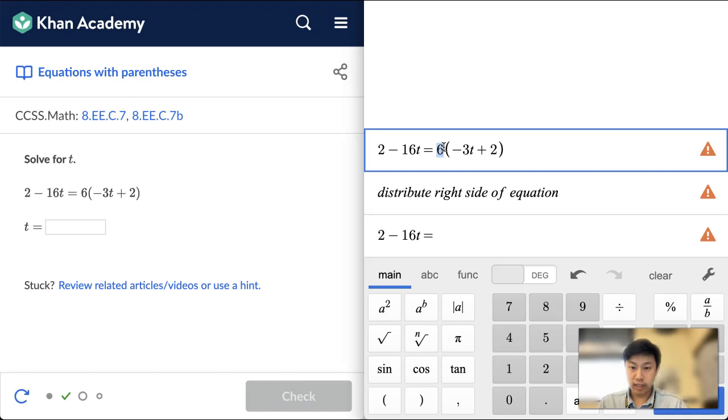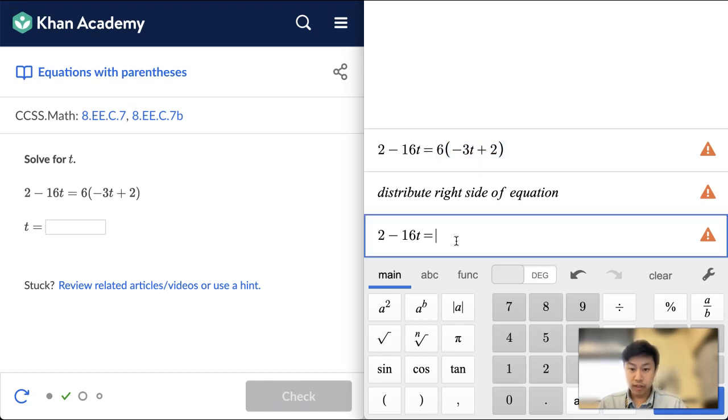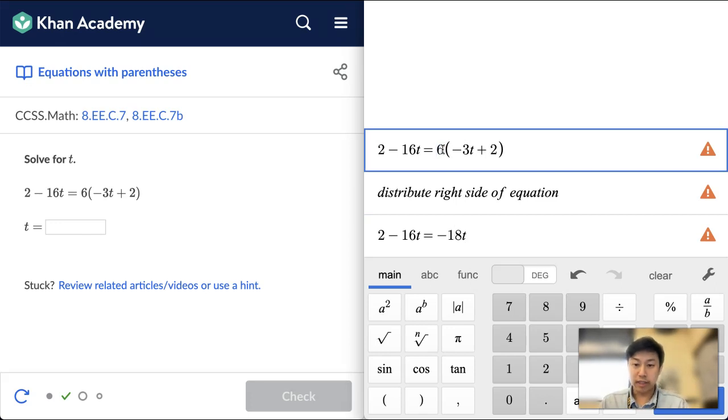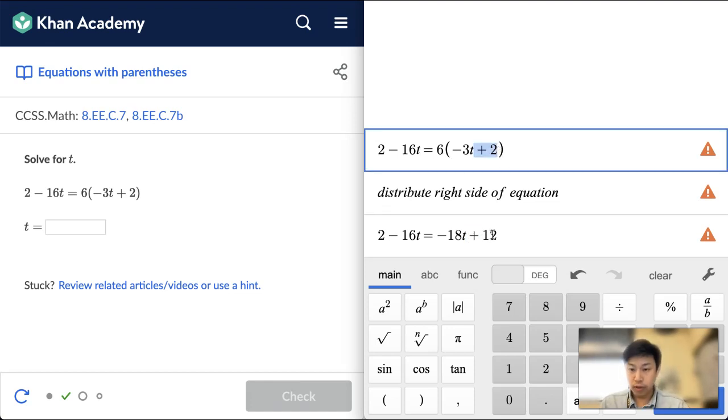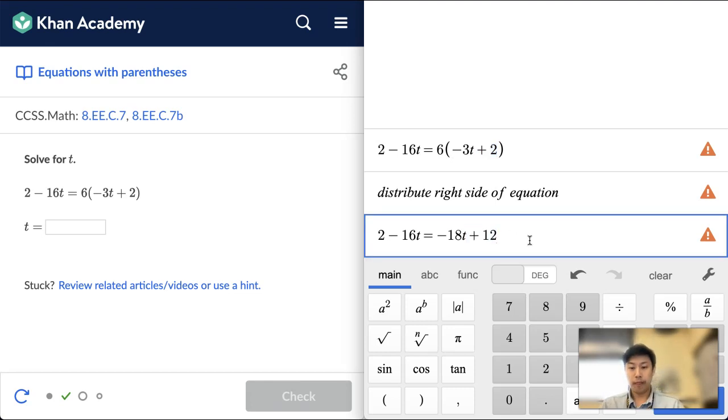Okay, so follow me. 6 times negative 3t is going to be negative 18t. Okay, positive times negative is a negative. 6 times 3t, 18t. Go back to the 6. You have to distribute it. So go back to the 6. 6 times positive 2, it's plus 12. Okay? Positive and adding, they're often interchangeable. So 6 times a positive 2 gives you a positive 12, so I'm going to add 12. Okay? So there we go. All I did was distribute this right side of the equation. Negative 18t plus 12. And now, hopefully you guys are seeing the pattern.